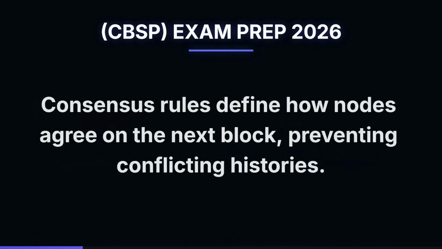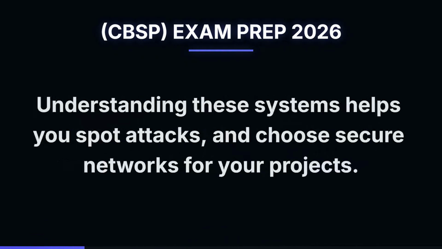Consensus rules define how nodes agree on the next block, preventing conflicting histories. Proof systems like proof of work or proof of stake change how nodes win block creation rights. Understanding these systems helps you spot attacks and choose secure networks for your projects.